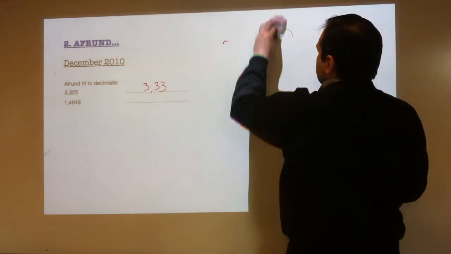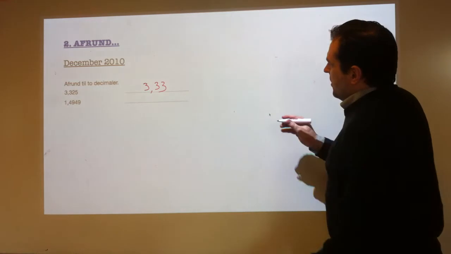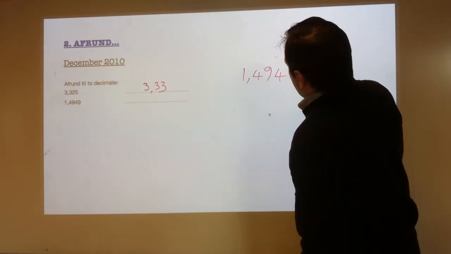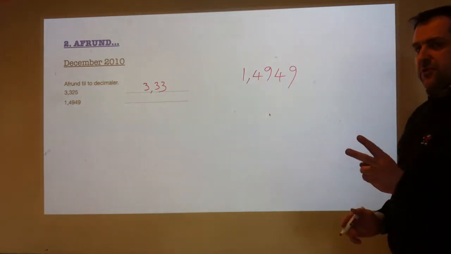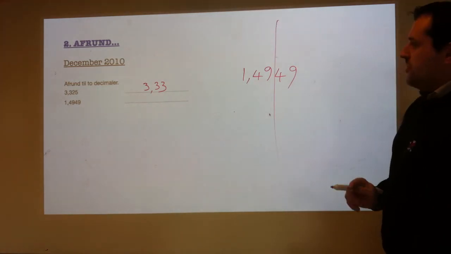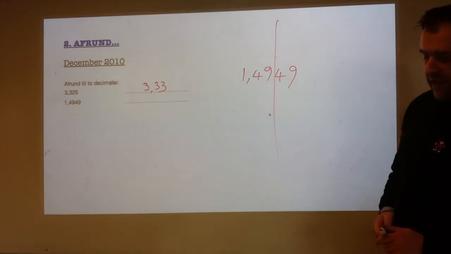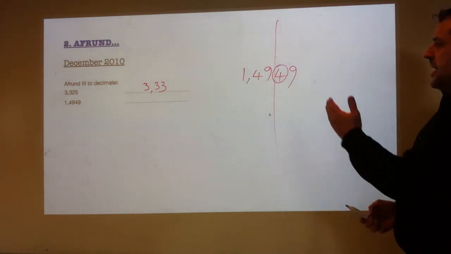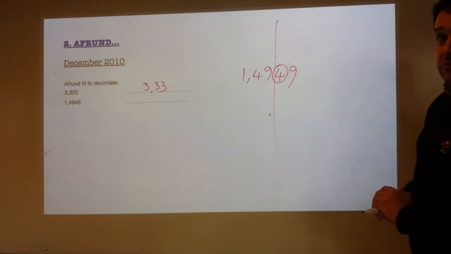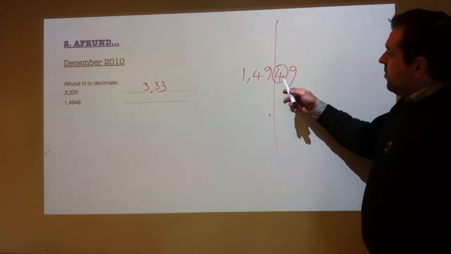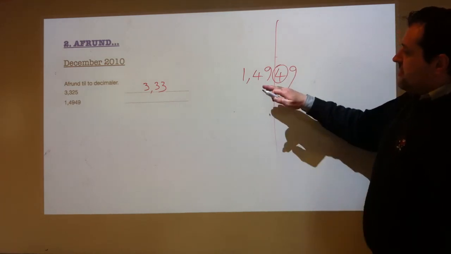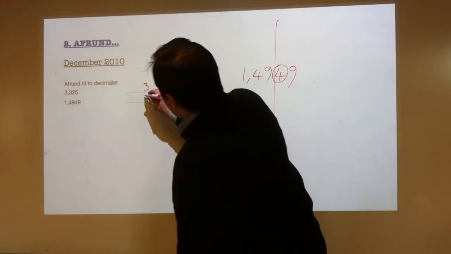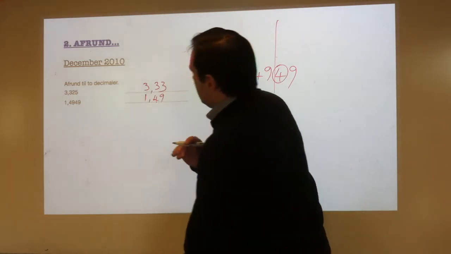The next one, 1.4949, round to 2 decimals. So I'm going to cut the number off here after 2 decimals, and then I'm only going to look at the next number, which is the 4. Anything else after that is not relevant. So the 4 is a low number, so that means that the 1.49 stays rounded down to 1.49.